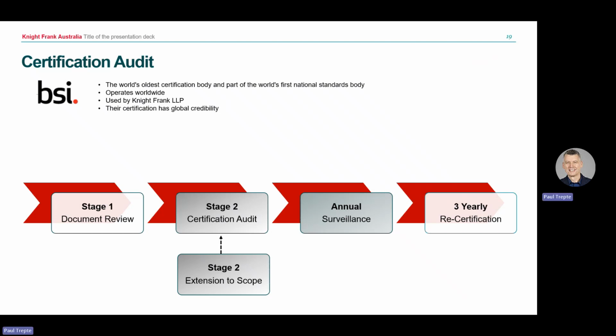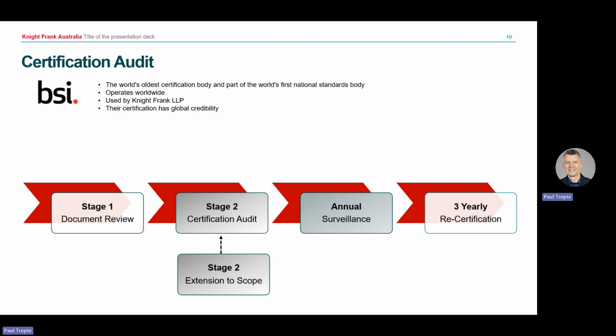Stage two is the certification audit. So they come in and they audit the implementation of that system to check that we are doing what we've said we're going to do. And stage two is the initial certification audit, but we can also add another stage two later on if we want to do what's called an extension to scope.